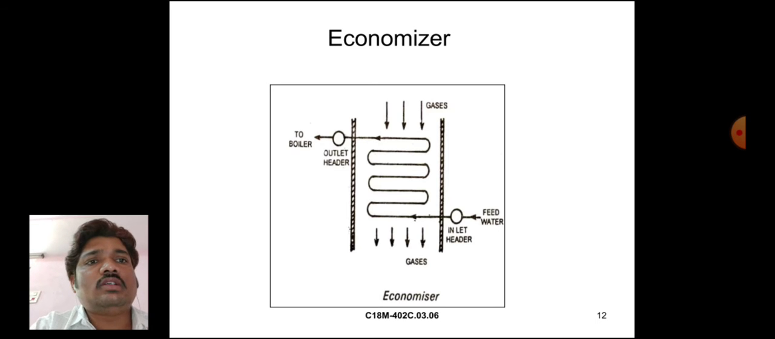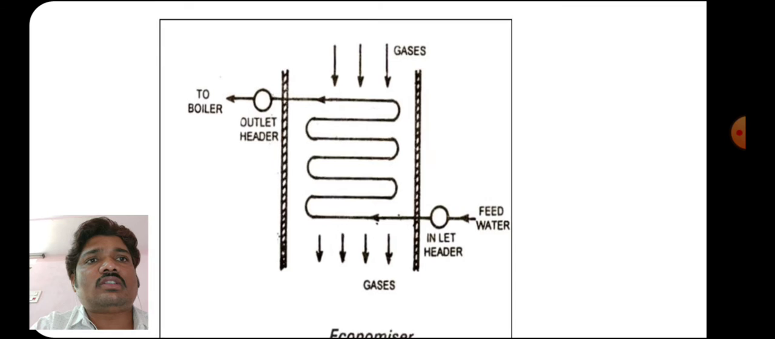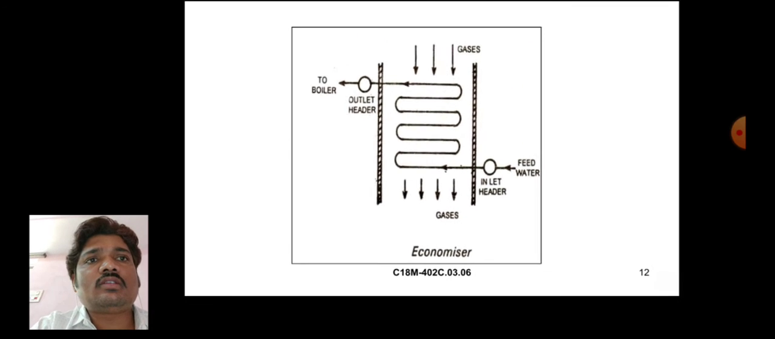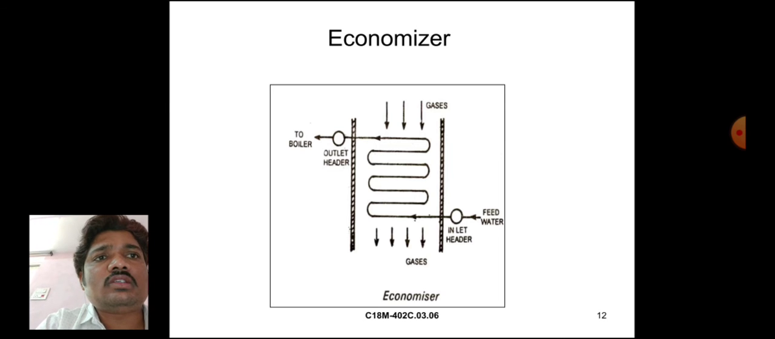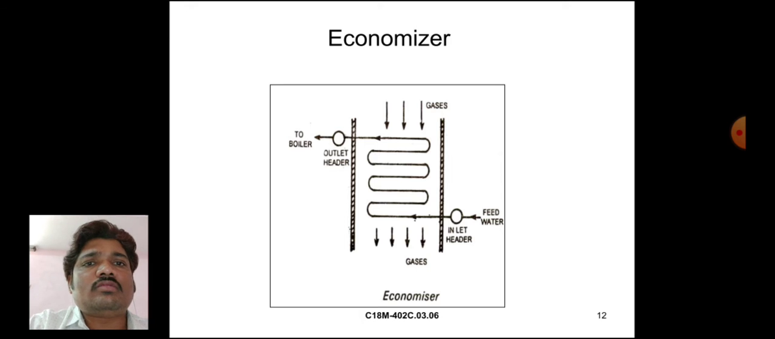Economizer, as shown in this figure, gases. Inlet header. This is a feed water. Feed water is passing through this flow to this pipe. Inlet header, outlet header. This gases outlet header, economizer, as shown in this figure.